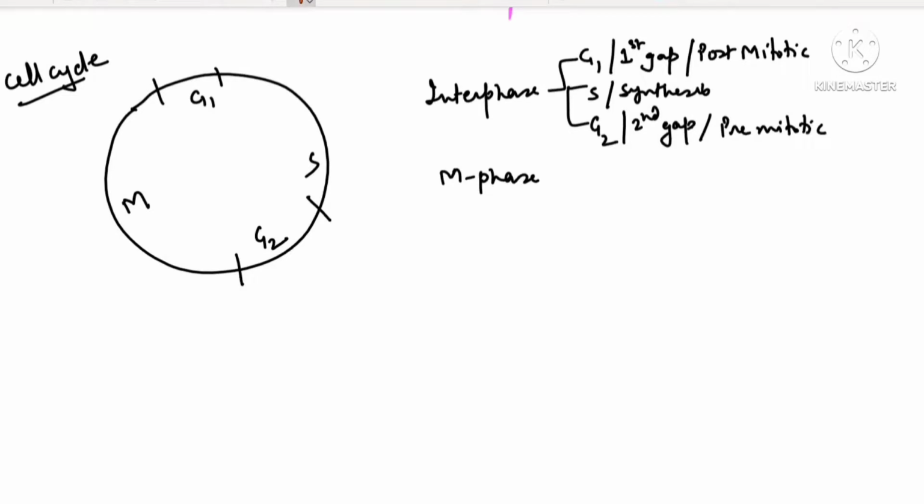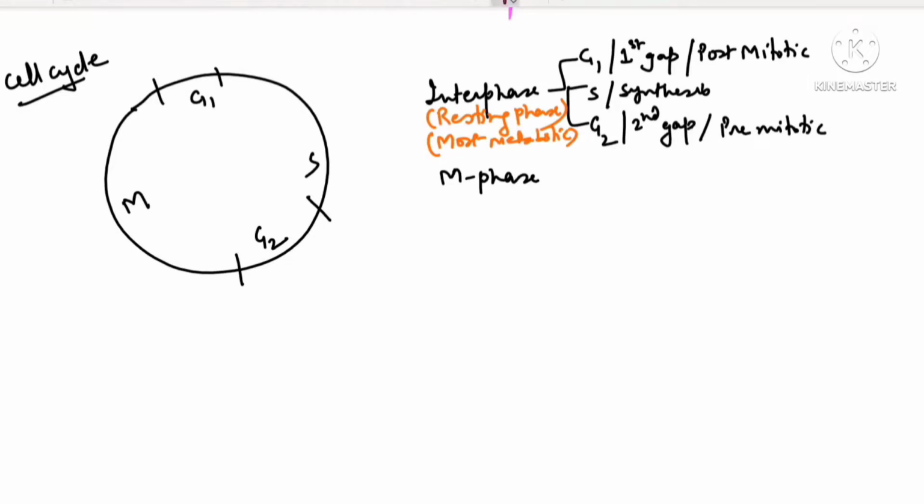Interphase, though it appears to be resting, because when we study cell division, we should observe cell movement and cell division, but we are not finding anything. So it appears to be a resting phase, but it is the most metabolic phase. Here the cell is preparing itself for cell division.